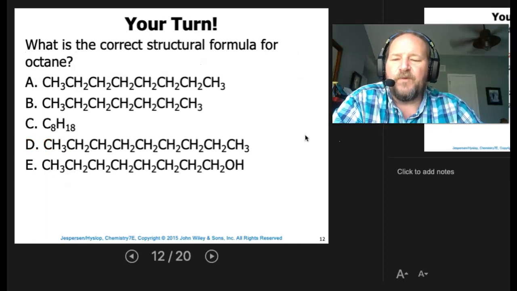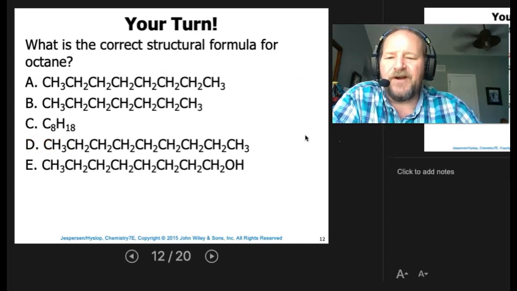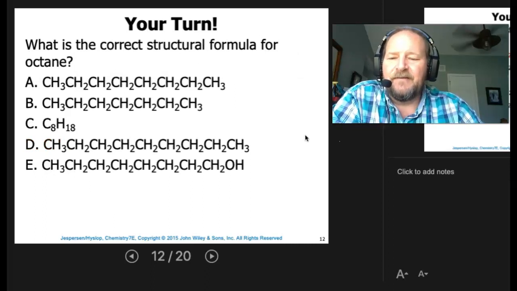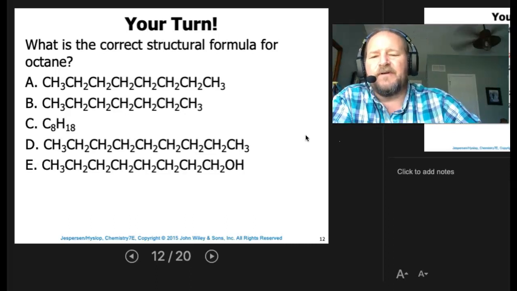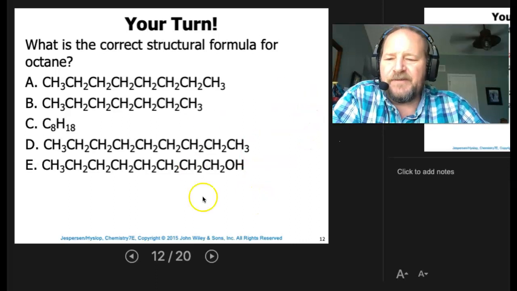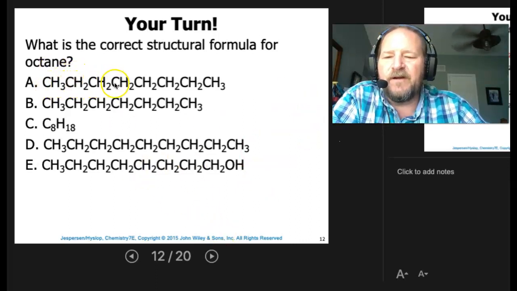All right. What is the correct structural formula for octane? Well, we know it's 8 carbons in a row. So let's make sure we have 8 carbons. We have 1, 2, 3, 4, 5, 6, 7, 8. 1, 2, 3, 4, 5, 6, 7.